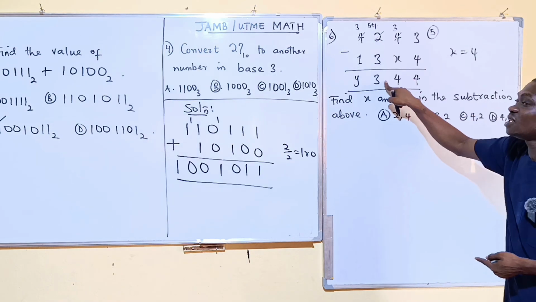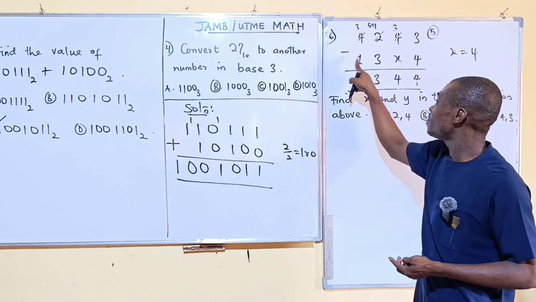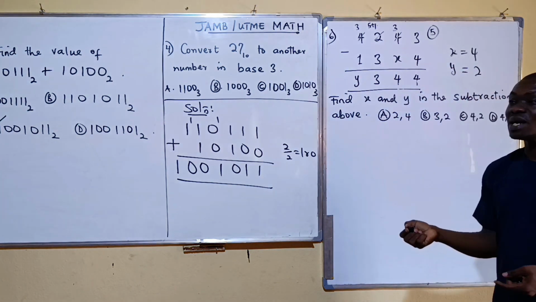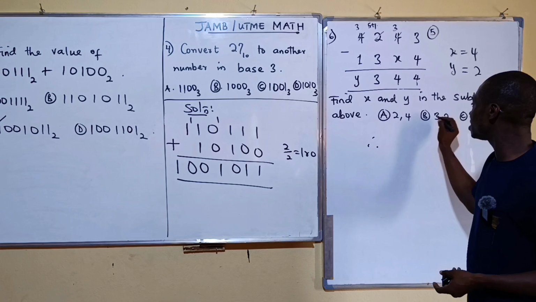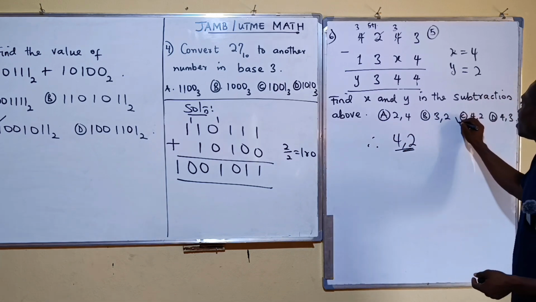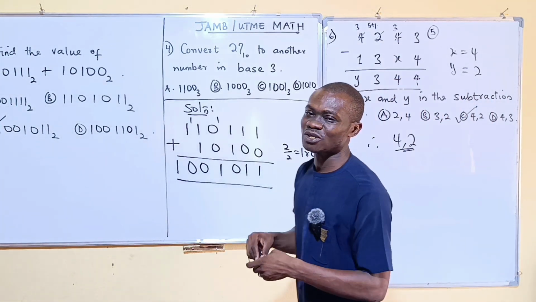Okay, so that will give you this 3 here. And then here you have 3 left. So 3 minus 1, that means our y is equal to 2. And you are done. So if you put it in this form, that's going to be 4, 2, which is option C. Okay, so far so good.